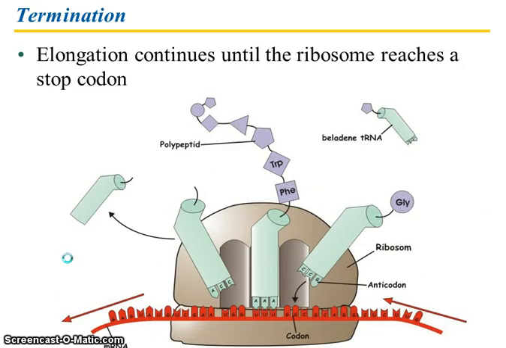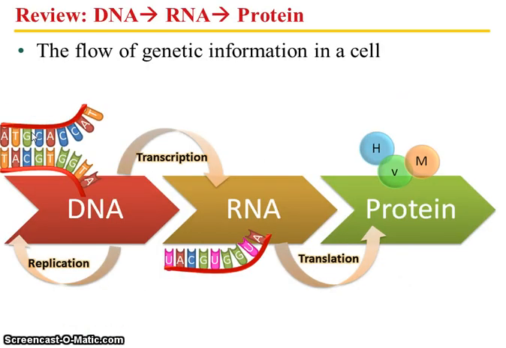And then last, termination. We keep moving on, adding on more amino acids until we reach the stop codon. There are a couple different codons that code to stop. And after that, we've got our primary structure of a protein. What happens next is it's going to become the secondary structure, tertiary, and then it can be combined with other proteins to make its quaternary structure.